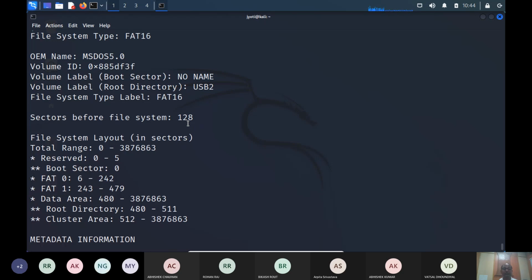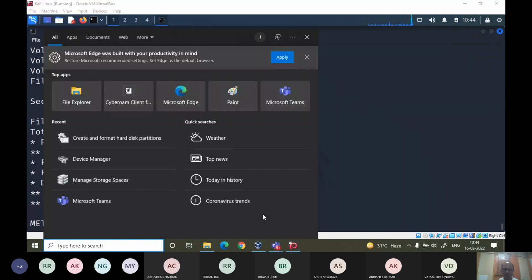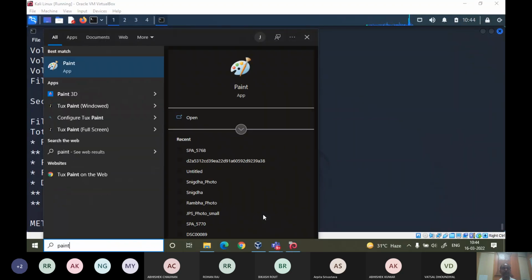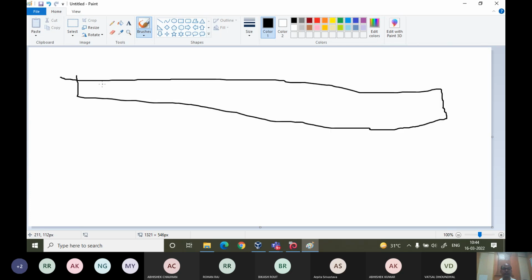The boot sector is in the 0th, that means 128th sector. And then we have two FAT structures. If you see what exactly happens in the file system, let me just draw. Let me open a paint window. Sorry, I'm really very bad with this mouse.